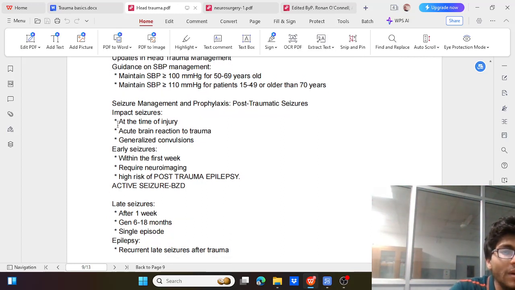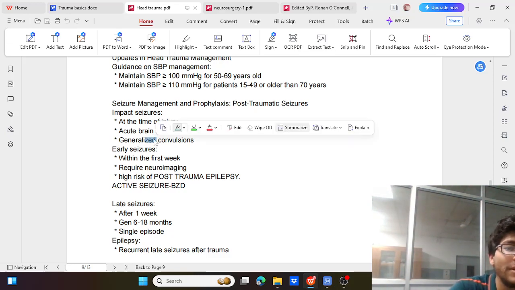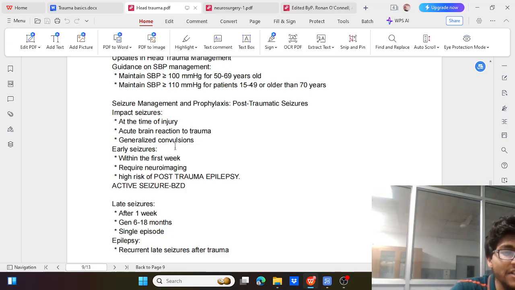Now we'll be seeing seizure management and prophylaxis for post-trauma seizure. So fits or seizures, or what we call mirgi in Hindi. So when do we give treatment, or how do we manage these things? If there is impact seizure, at the time of injury there is acute injury to the brain, there can be convulsion. Or early seizure within 1 week. If there is seizure, then these are early seizures.